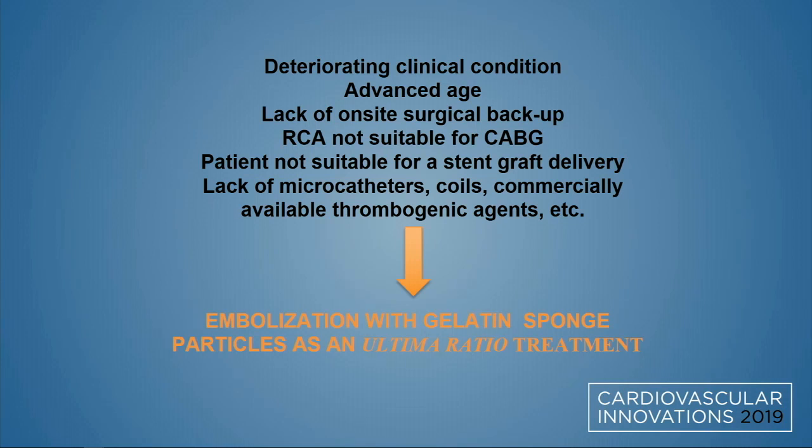And we took the following points into account. We had deteriorating clinical condition, a patient with hypertension, advanced age, and lack of on-site surgical backup. We had a right coronary artery not suitable for CABG. The patient was not suitable for a stent graft delivery. We did not have any additional consumables like microcatheters, coils, or commercially available thrombogenic agents like thrombin or Onyx system or gel. And we decided to embolize the whole coronary artery with the use of gelatin sponge particles.